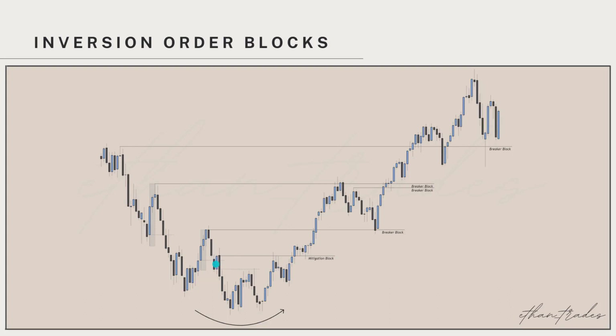Why is this a mitigation block and not a breaker block? It's because you don't have a swing low here, right? You just have a high, a low, and then a higher high. You don't have a low, high, lower low, higher high. This specific up close candle is a method 3 candle as well, and so we look at that as a mitigation block.